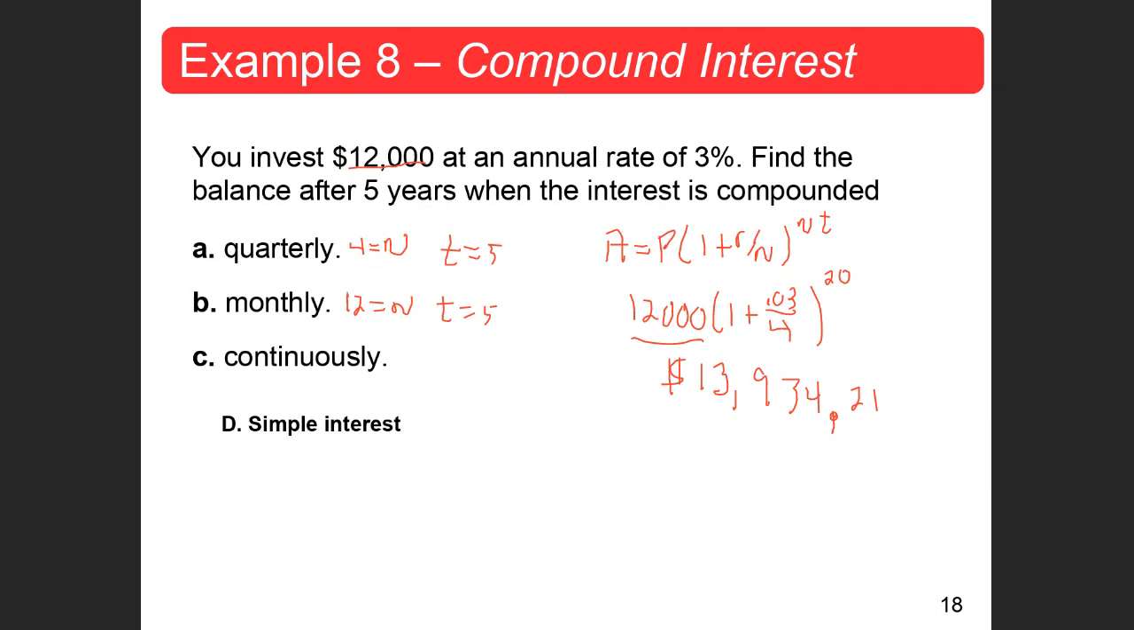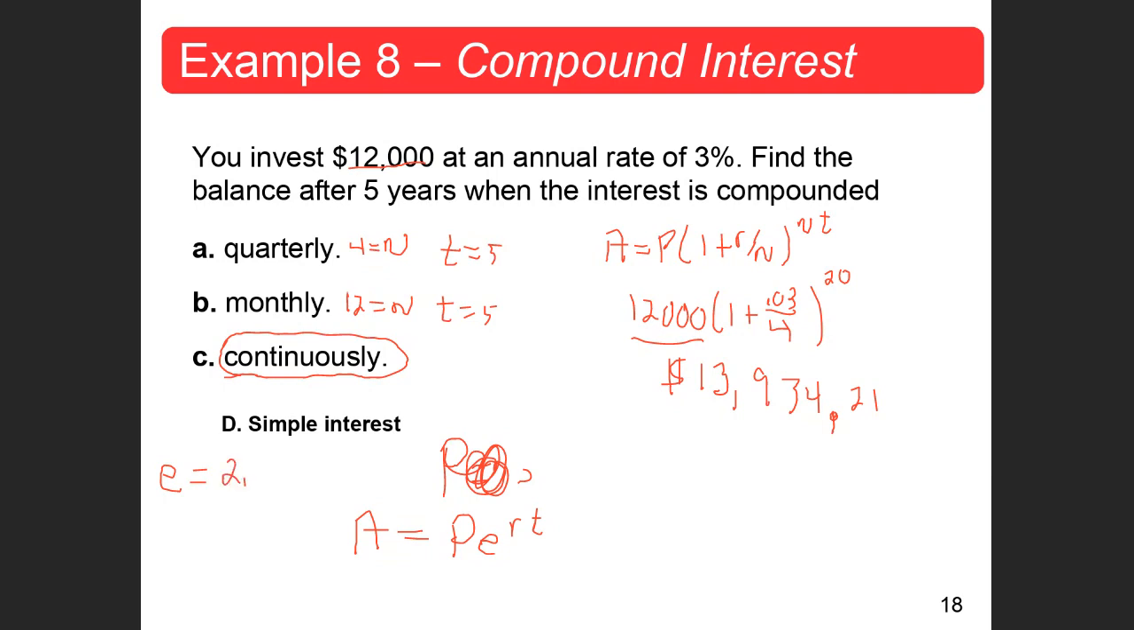Now, continuously compounding, that's a whole different formula. That is called the PERT formula: A is equal to P e to the rt. You use this formula if you ever compound continuously. e is just a constant, and it's on your calculators. Most calculators have an e button. I don't even know if mine does, because this is like the cheapest calculator ever. It doesn't. I need to get a scientific one.